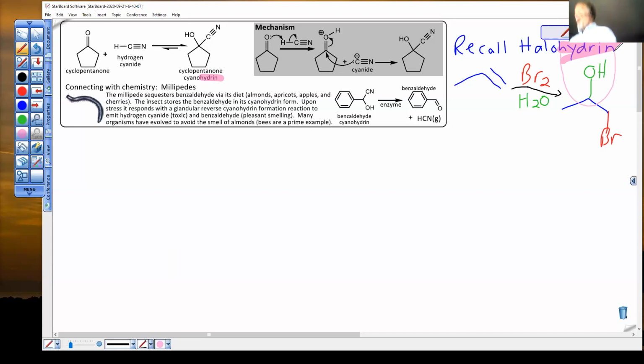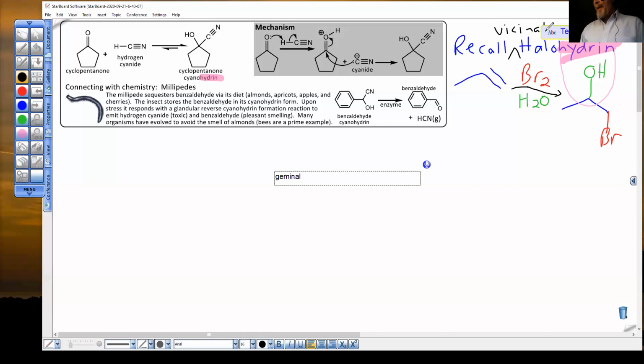Hydrin is alcohol. And as we see in our new example, we have a new alcohol. And cyano is fairly self-explanatory, just like halo was, except in our previous example, this was a vicinal halohydrin. And in our new example, it's not vicinal, it is, let's type it in here, geminal.